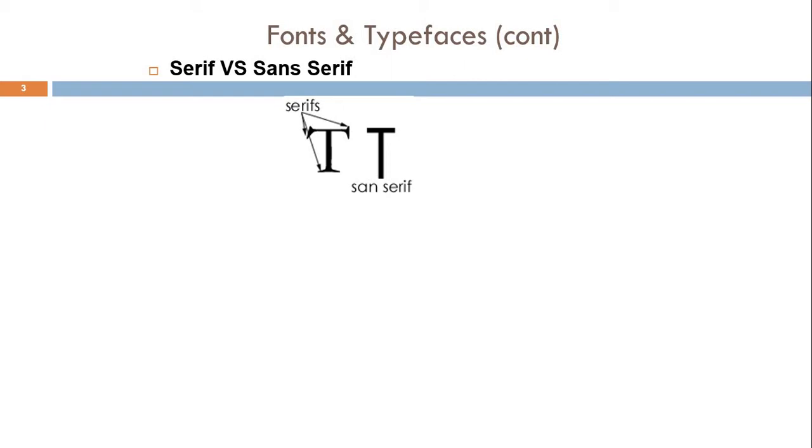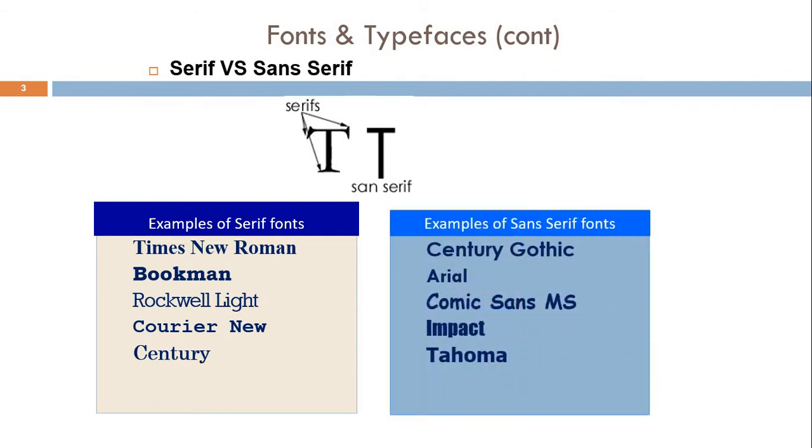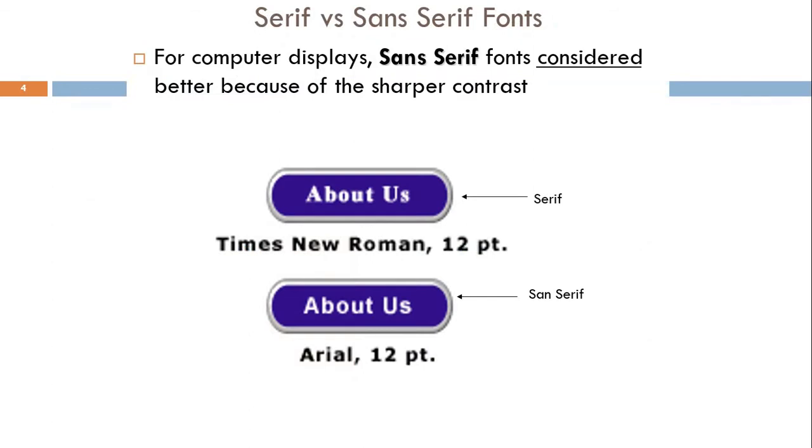Here are the examples. Left are the serif fonts and right are the examples of sans serif fonts. Sans serif is suitable for computer display because of the sharper contrast. See the example text as the caption in the button. Arial in 12-point text is clearer compared to Times New Roman in 12-point text.